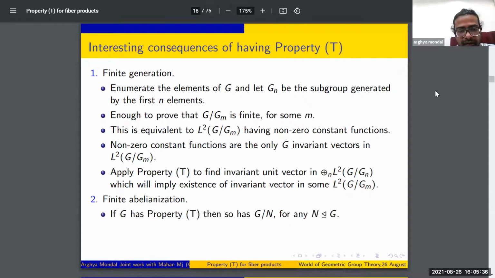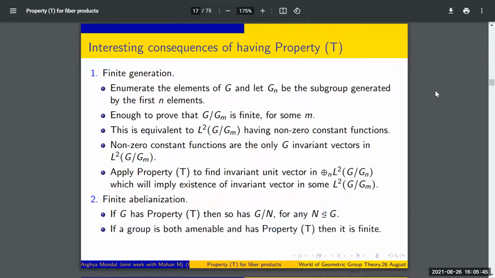And the proof of this goes like this. If G has property T, then any quotient of the group must also have property T. And then there's a fact that if a group is both amenable and has property T, then it is finite.